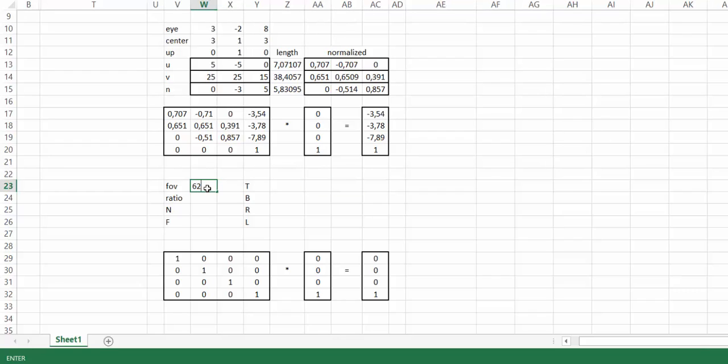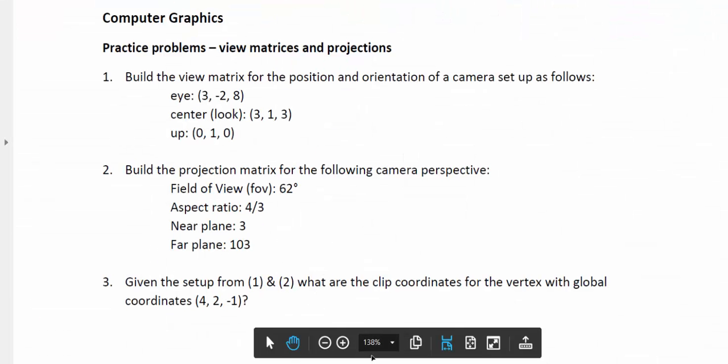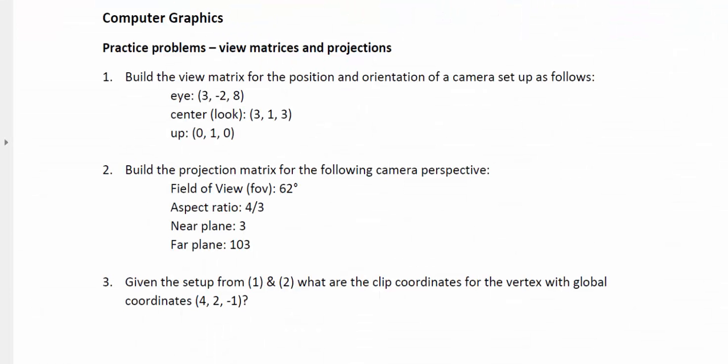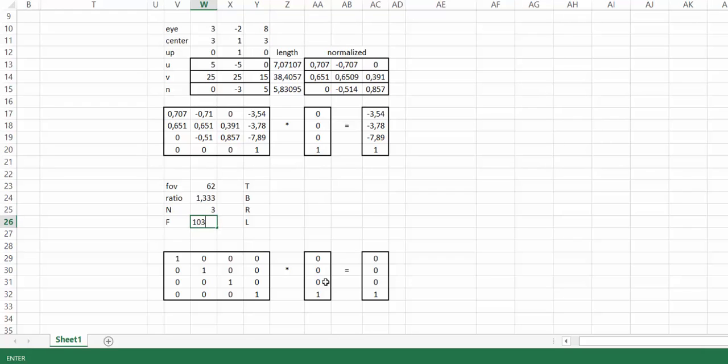So we had a field of view of 62 degrees. We had a ratio of 4:3. We had near 3 and far 103. Let's see how this is going to look. So now we fill in the matrix and we say this is going to be 2 times n divided by, wait, I don't have everything we need yet to fill in the matrix, sorry.